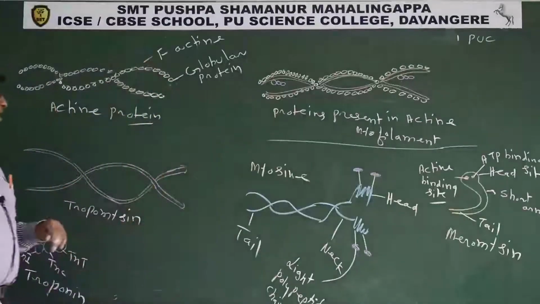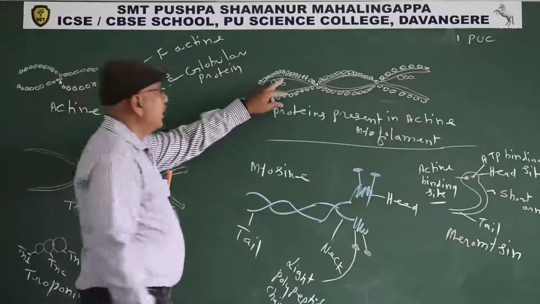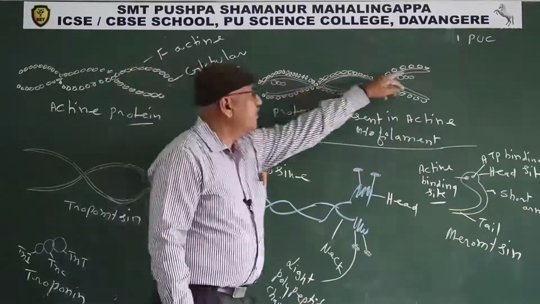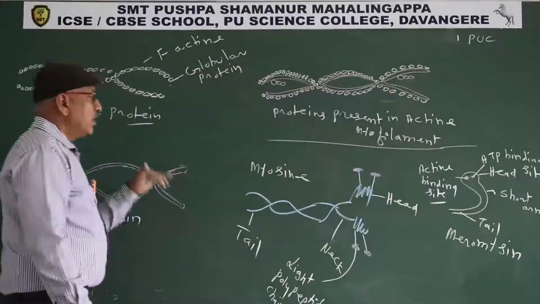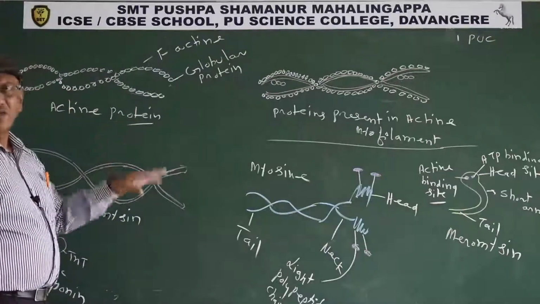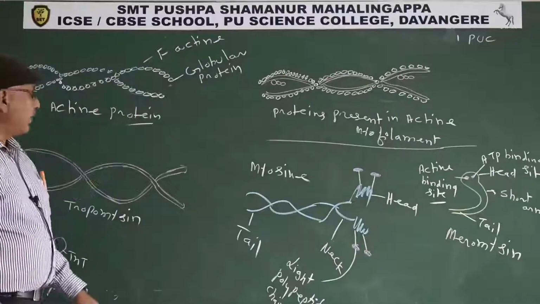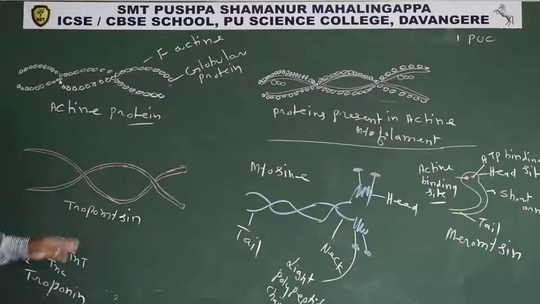In the absence of calcium ions, the troponin-tropomyosin complex covers the active sites. Now the myosin filament is unable to attach to the actin filament. That's why troponin-tropomyosin are known as regulatory proteins.